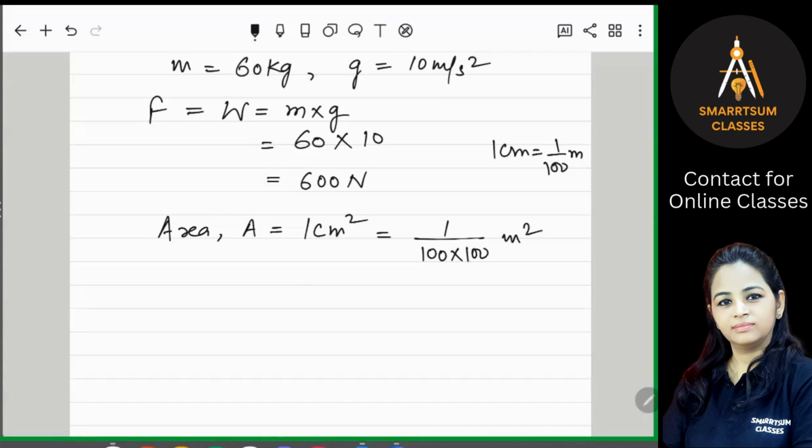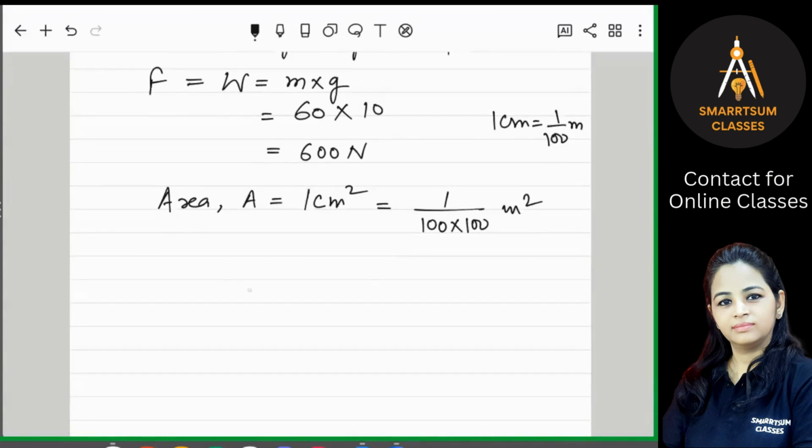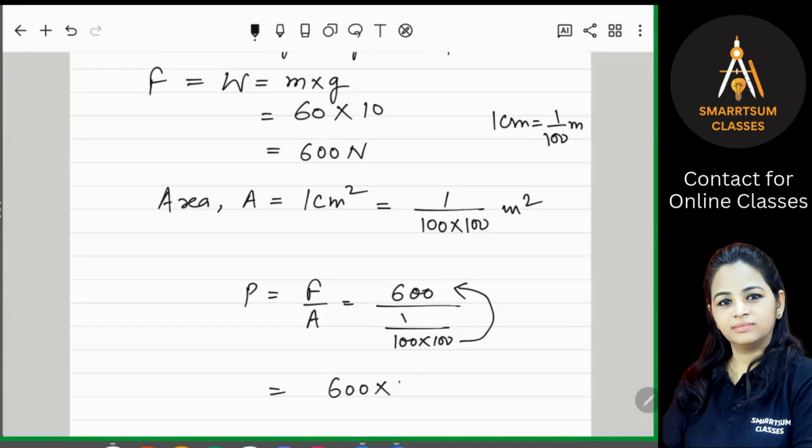Now we will use the formula. Pressure P is equal to force upon area, right? So this time what is your force? Your force is the weight. So this is 600 Newton upon 1 upon 100 into 100, and this is the area. Now this term will go to this side, because it's a fraction upon a fraction. So 600 into 100 into 100.